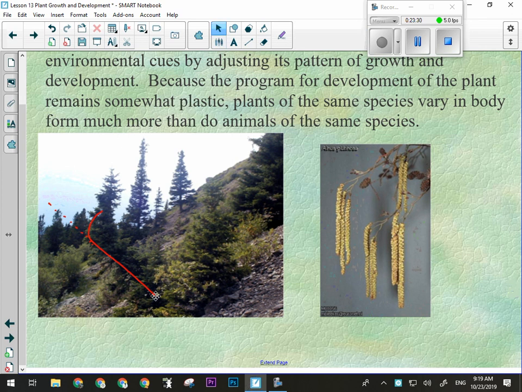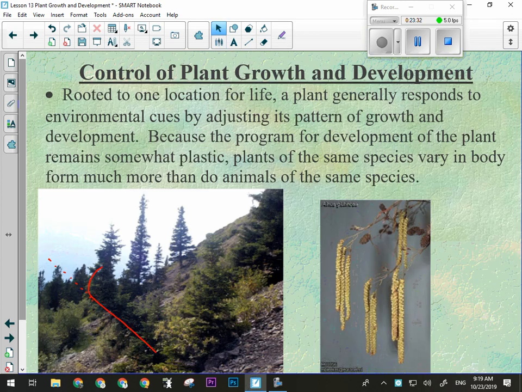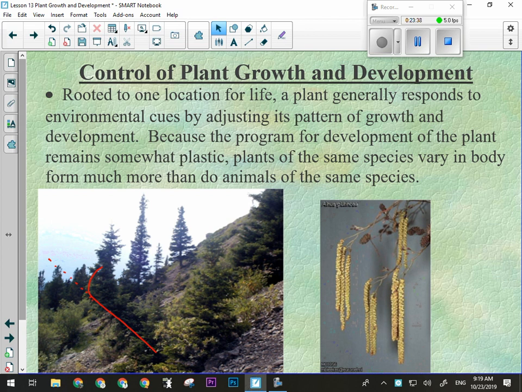Okay, so plants obviously then have to respond to their environments. They can't pick up and move. Okay? They're stuck there. It's not the Lord of the Rings. It's not Treebeard and the Ents walking around. They have to stay put and do what they need to do in that location. Making sense? All right.